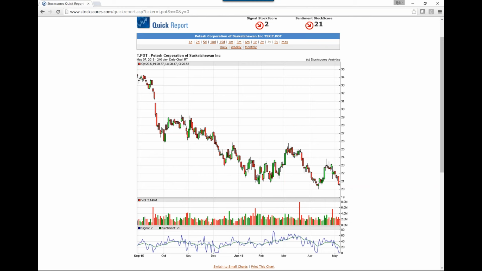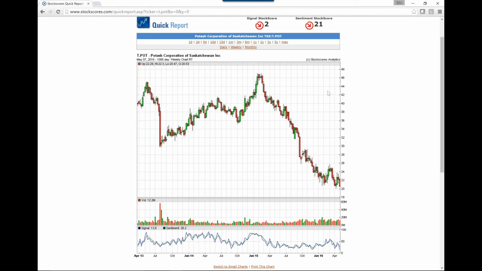Now looking at the 3-year time frame, yeah, I mean, it's ugly. This thing has been in a downward trend for over a year, and you can see that for over a year, the sentiment stock score, this line here, has been below 60. That's the critical point. It was above 60 at the beginning of 2015 when it was moving up, but then the trend was broken. We've been in a downtrend ever since, and that's why those stock scores have been below 50.